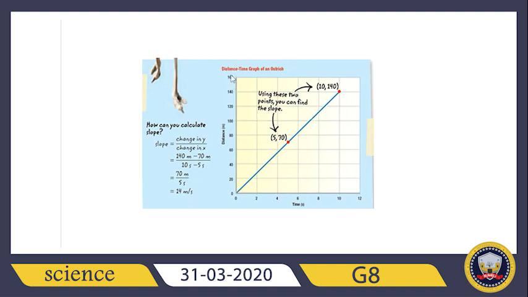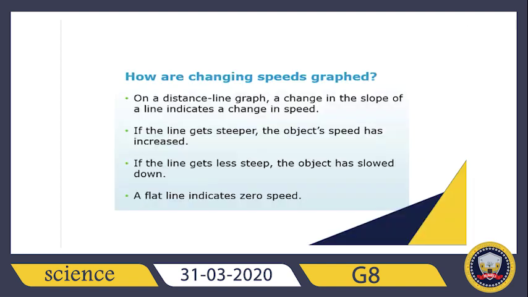Again, as we said, we will plot distance and time. The distance will be plotted on the y-axis, time will be plotted on the x-axis, and as we said, from the graph you can see a straight line, which means that this object is moving at a constant speed.